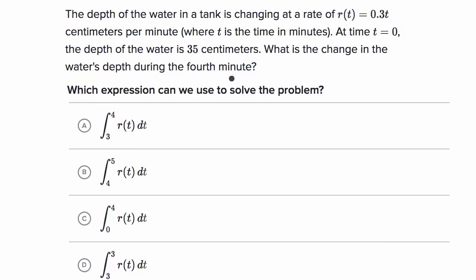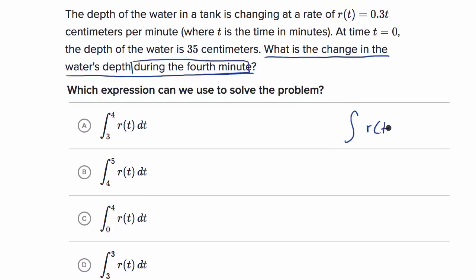So let's pause the video again and see if you can figure out what expression we can use to solve the problem. The problem being, what is the change in the water's depth during the 4th minute? All right, we've just talked about how if you're trying to find the change in a value, you could take the integral of the rate function over the appropriate time. So we're talking about during the 4th minute. So we definitely want to take the integral of the rate function, and we just have to think about the bounds. All of the choices here are taking the integral of the rate function, so really the interesting part is during the 4th minute.